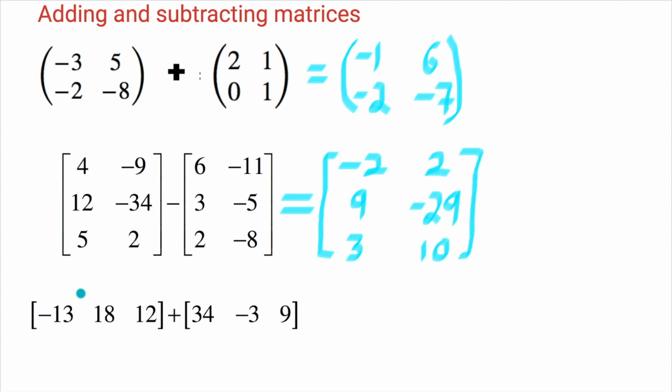The final example is a 1 by 3 plus a 1 by 3, so we're going to add -13 plus 34 and so forth. So -13 plus 34 is 21, 18 plus -3 is 15, and 12 plus 9 is 21.